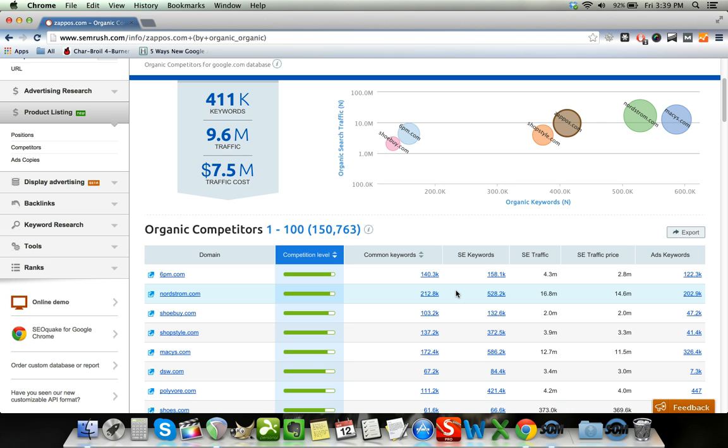So to put that into perspective, let's think of it this way. If every single one of those 212,000 keywords has a search volume of 1, that's 212,000 people for whom Nordstrom and Zappos are competing each month just by virtue of ranking for the same keywords. Now, of course, those keywords all have much higher search volumes than one, so that's millions and millions of users, millions of potential customers, and many millions of dollars of potential revenue for which the 2 websites are competing.